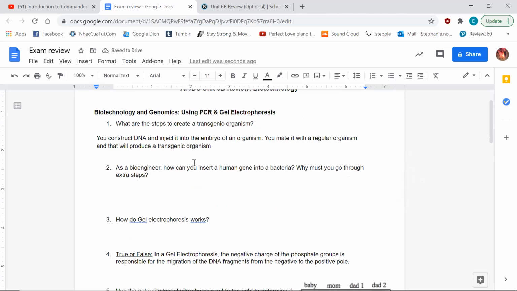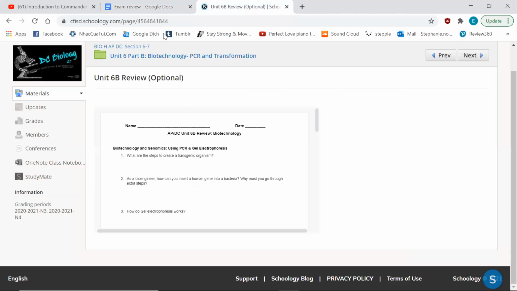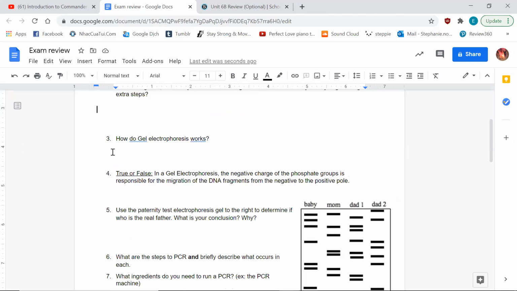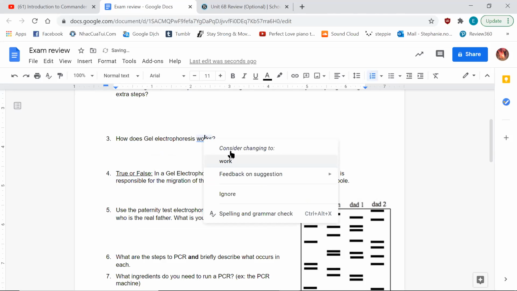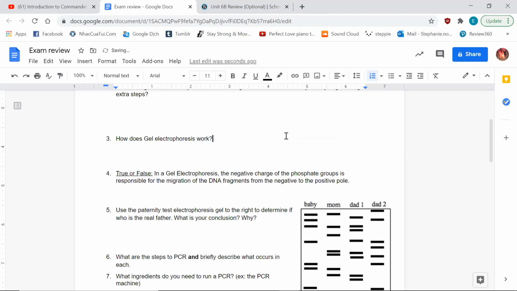There you go. As a bioengineer, how can you insert a human gene into a bacteria? Why must you go through extra steps? God damn it, I wish he went over this. I'll skip that one. I hate this class. She clearly wrote this at the last minute. Okay, you know what? Let's go back.